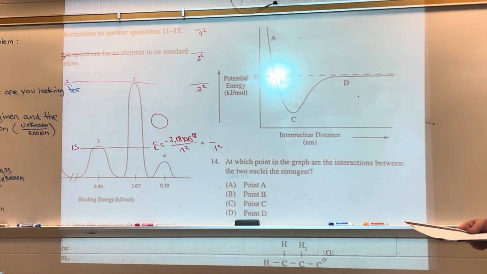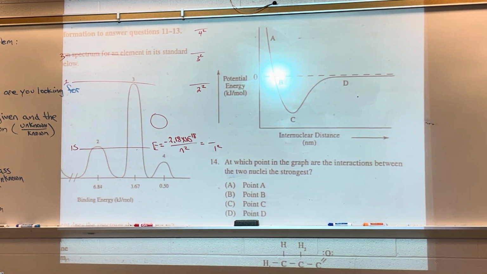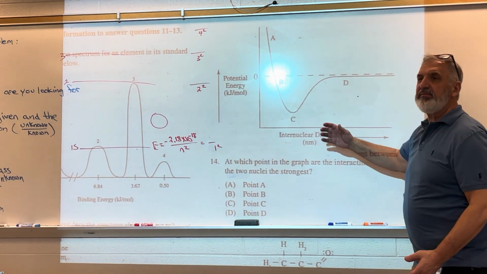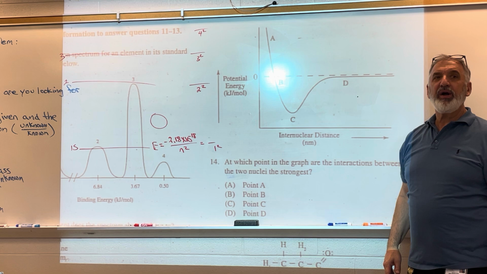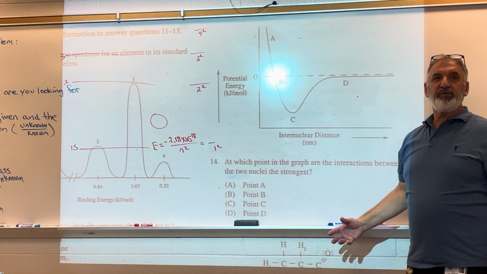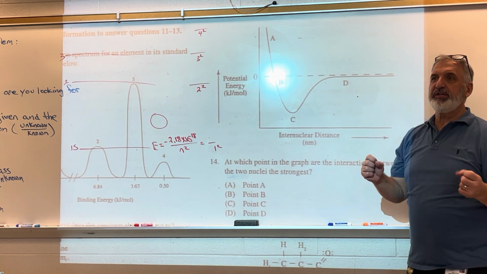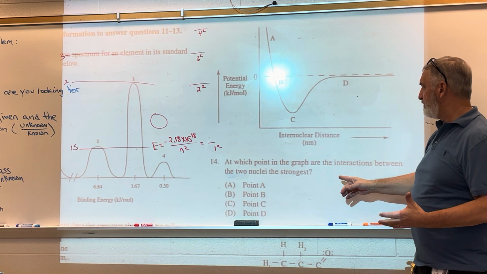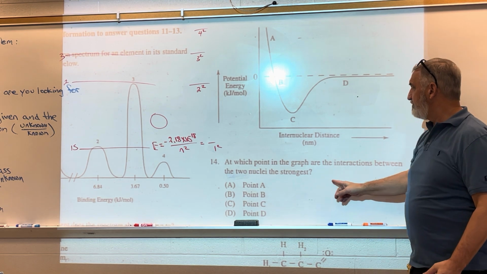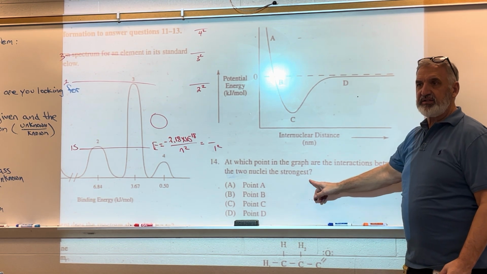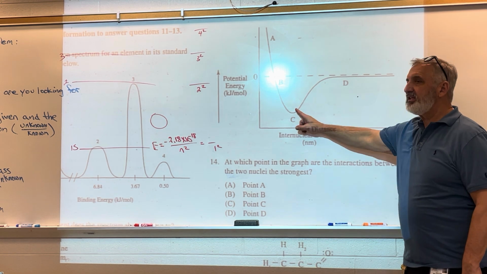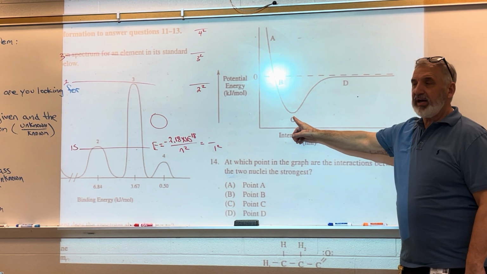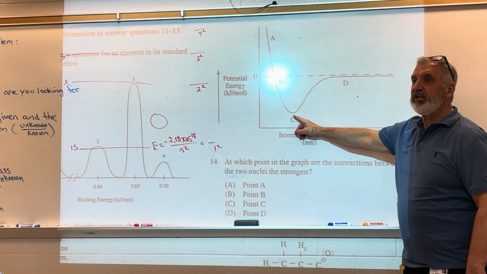All right, so here we go. If I'm looking at this question, which is number 14, given this graph, this is another gimme question if you just know the graph. Do we remember where the bond length is going to be, or the lowest potential energy? At which point is the interaction between the two nuclei strongest? C. It's always going to be at the bottom of the well. That's where the potential energy is the lowest.